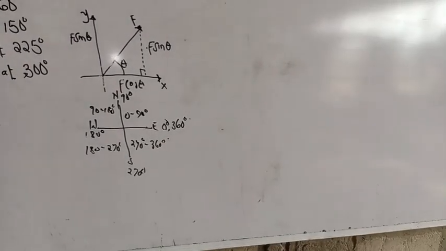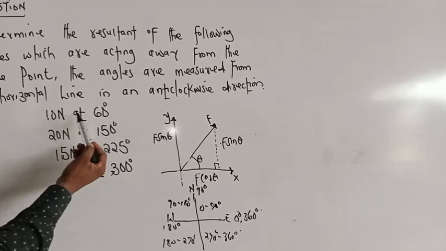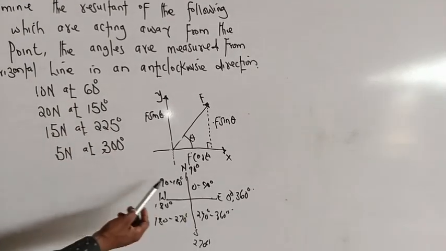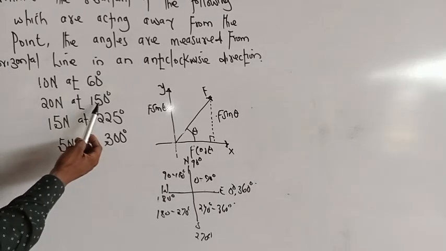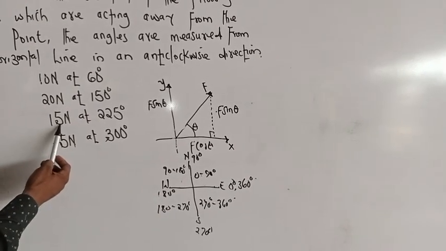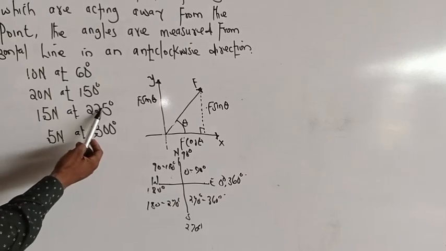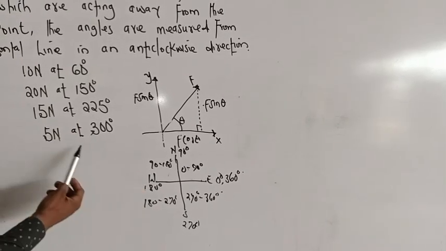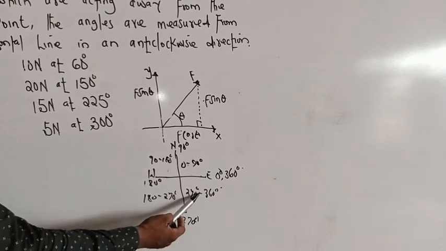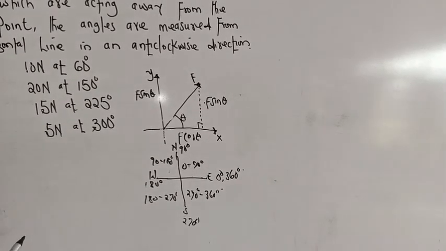So if you go back to the question, they say the 10 Newton force is inclined at 60 degrees. You say it falls under the first quadrant. 20 Newton force is inclined at 150 degrees. That means it falls under the second quadrant. 15 Newton force inclined at 225 degrees. It falls under the third quadrant. And 5 Newton force at 300 degrees. It falls under the fourth quadrant.